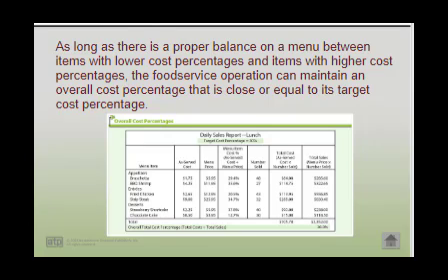A lower menu item cost percentage means that the food service operation earns more on each order of that food item that is sold. It is normal for items on a menu to have different cost percentages, as long as there is a proper balance on a menu between items with lower cost percentages and items with higher cost percentages. The food service operation can then maintain an overall cost percentage that is close or equal to its target cost percent.